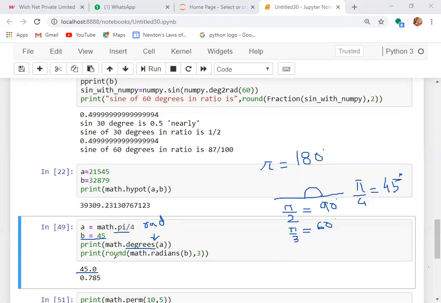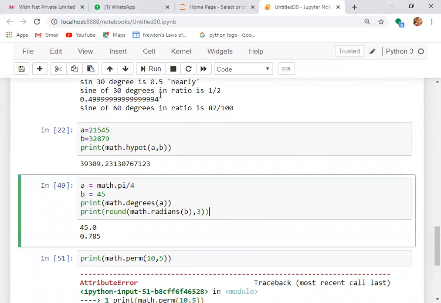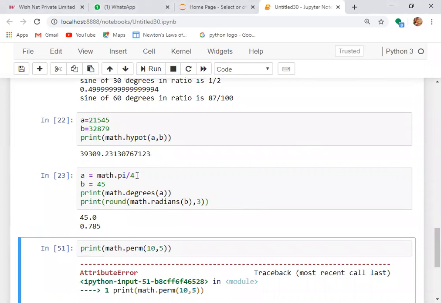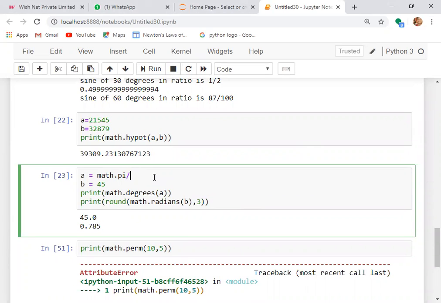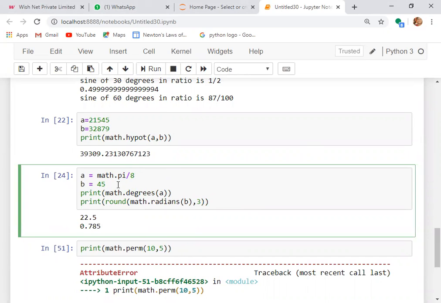So print round math.radians. We have to convert it into a radian value, and 3 here means 3 places of decimal. Now if you run this program, see what happens. If you run this, you get 45 degrees. Now if you convert it into 7 or 8 or anything, say 8, and then run it, it will give you 22.5 degree. Now if we convert it to any other value, not 45 degree, like 37.5.